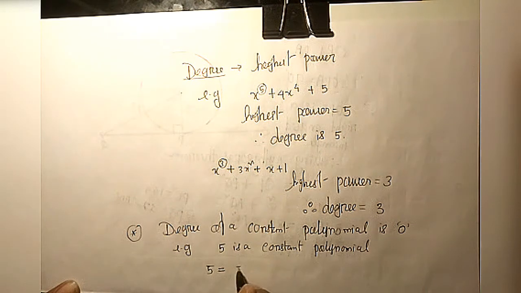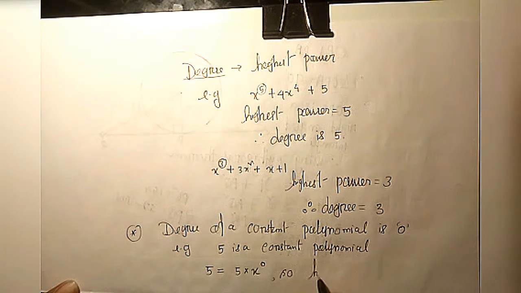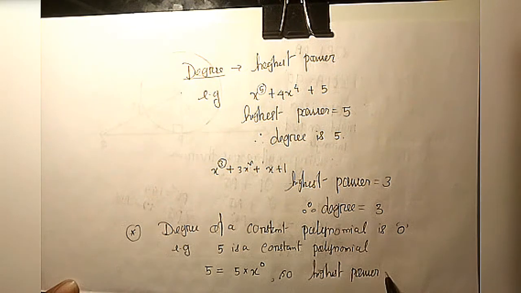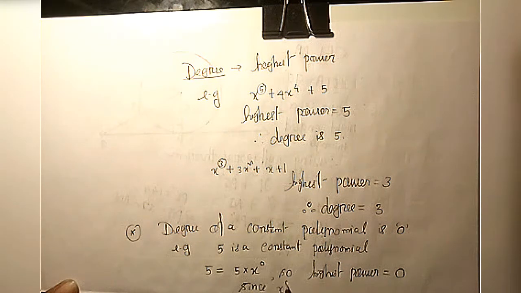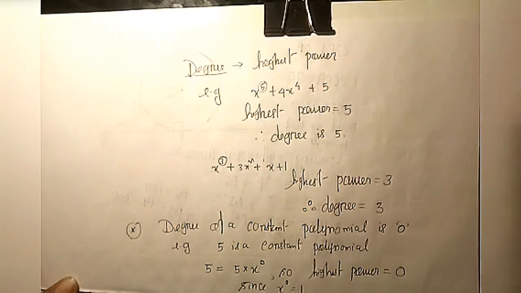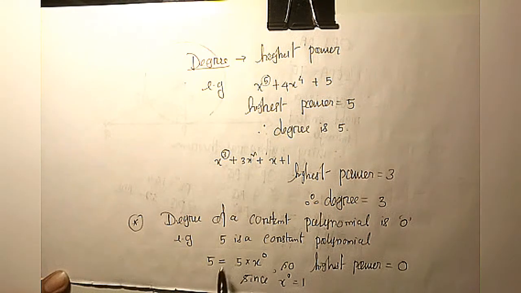Because 5 we can write as 5 into x to the power 0. We know that x to the power 0 is 1. So 5 is equal to 5 into x to the power 0. What is the highest power of the variable? 0. Therefore, the degree is also 0. So, degree of a constant polynomial is equal to 0. Don't get confused by x to the power 0, because anything to the power 0 is equal to 1. So, 5 into x to the power 0 means 5.